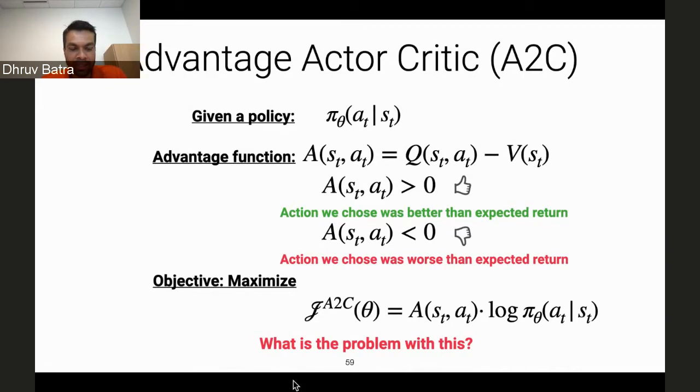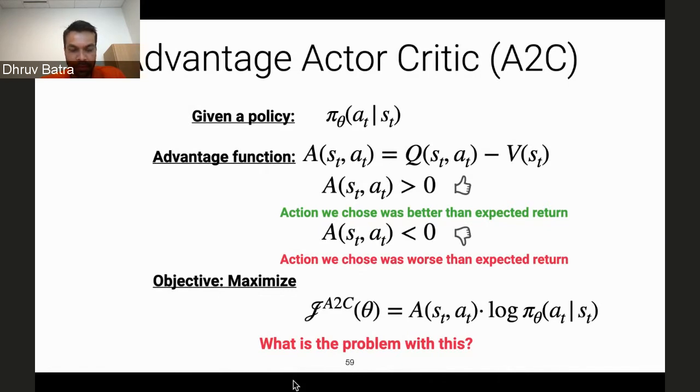So let's say I'm at a particular state, like there's a robot that's standing in the middle of the room. It decides to move forward, and that moving forward does actually take it closer to the goal. So the advantage function is positive. How might that forward action be overfitted in this case?